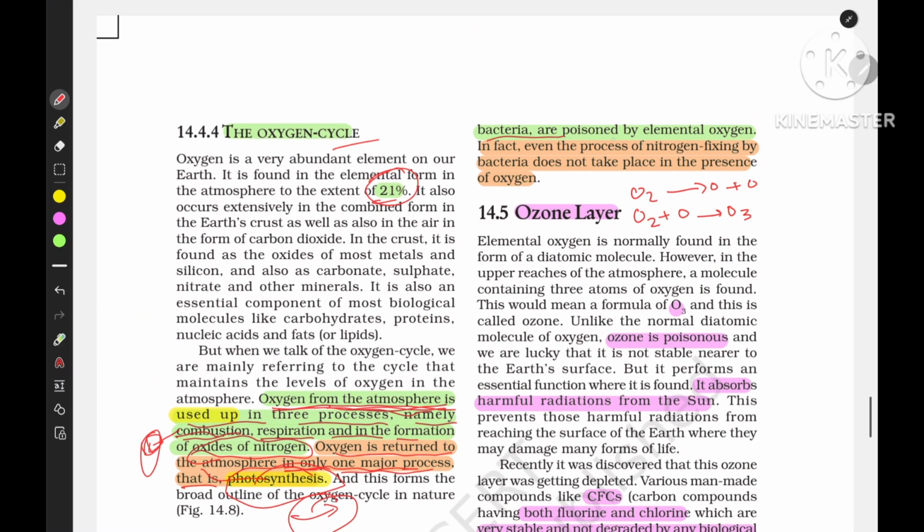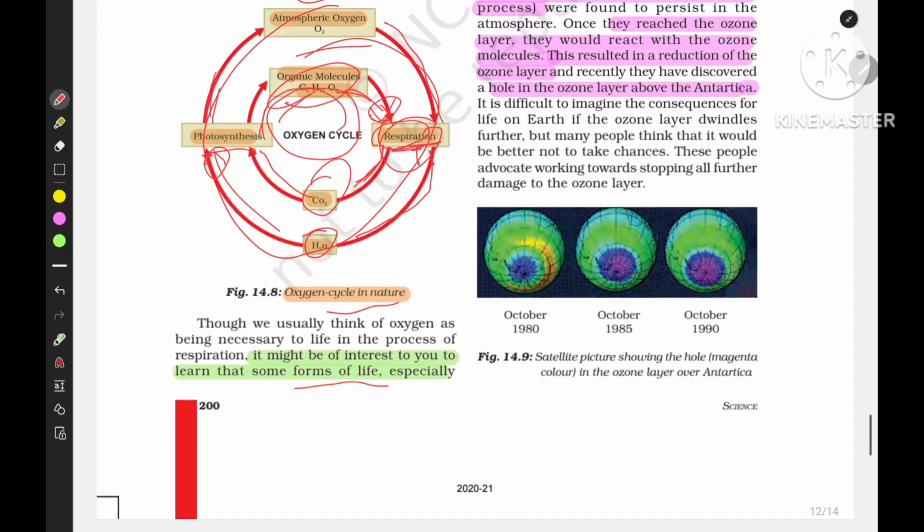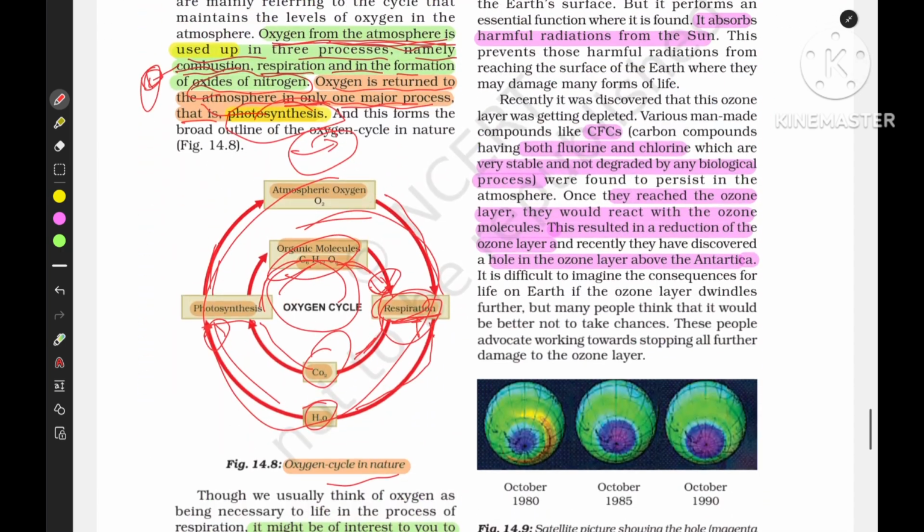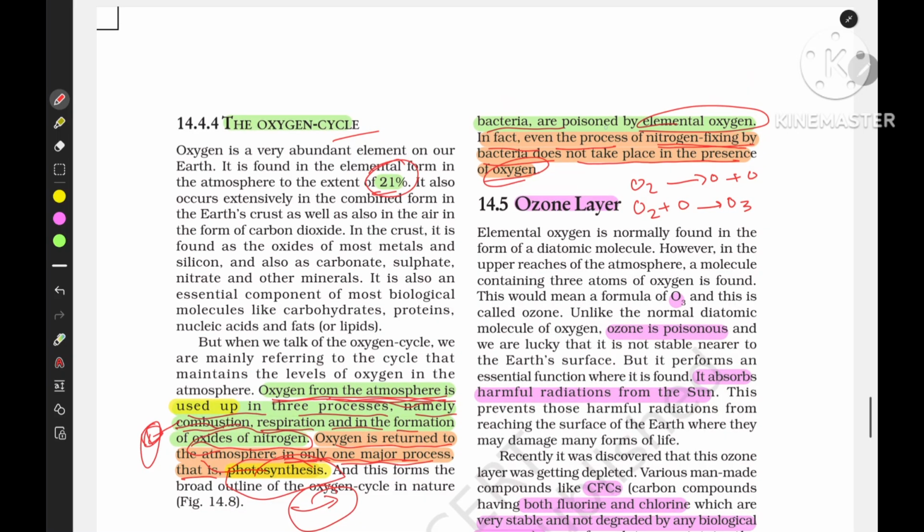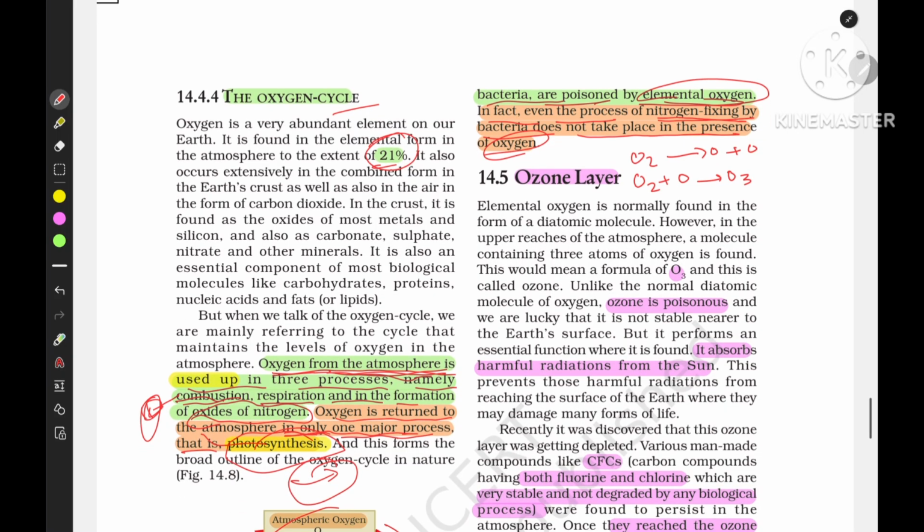It might be interesting for you to learn that some forms of life, especially bacteria, are poisoned by elemental oxygen. In fact, even the process of nitrogen fixing by bacteria does not take place in the presence of oxygen. So for some life forms, especially bacteria, elemental oxygen is poisonous.